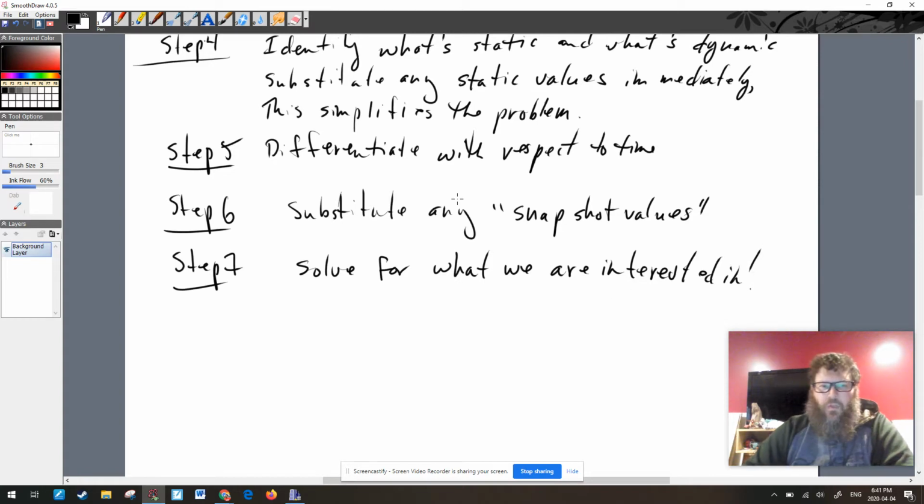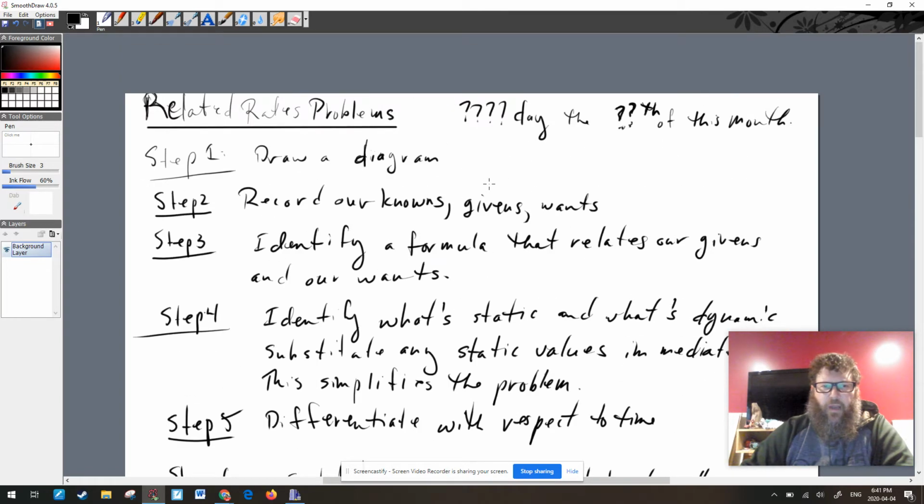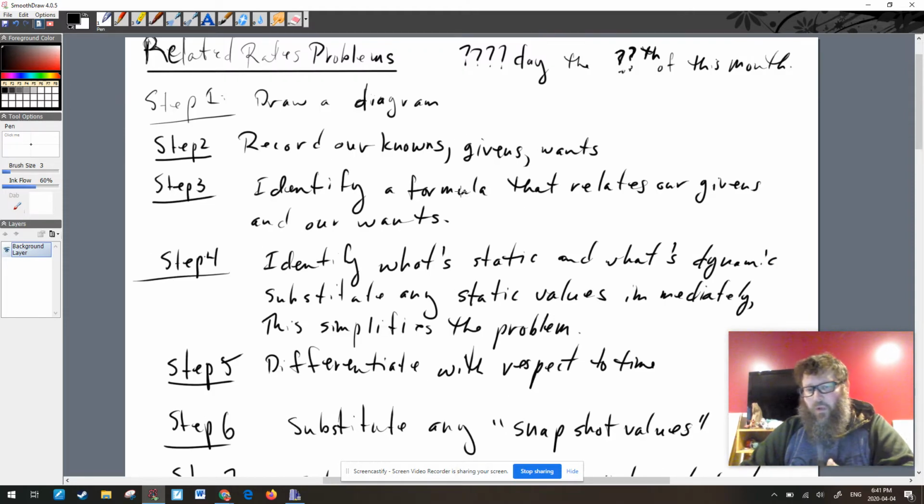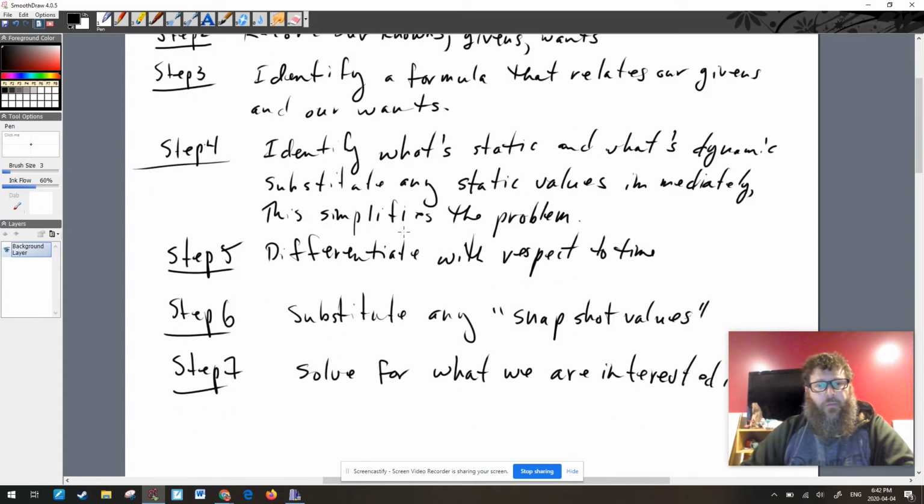Okay, so that's sort of our cookbook. So if we go back and get our diagram, we're going to record our knowns and our wants, or you can call them givens, I don't really care. Step 3 is going to be identify the formula that relates our givens and our wants. Sometimes it's more than one formula, but again, examples will make that clear.